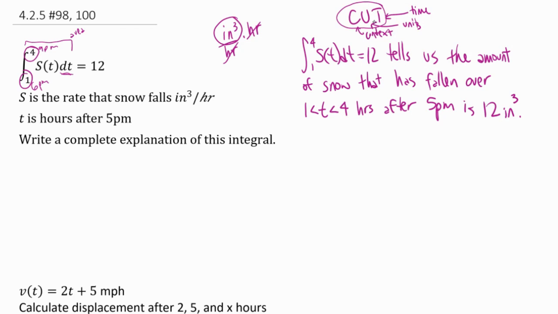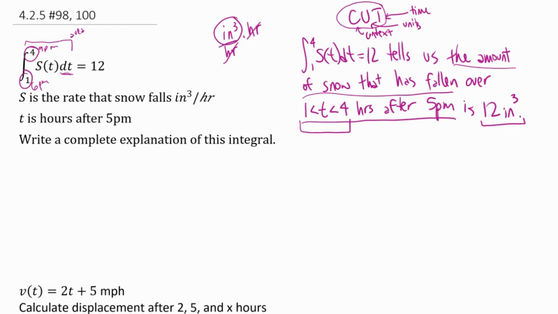Context. So I've got the amount of snow that has fallen. That's my context. I've got my time. Okay, 1 to 4 hours after 5 p.m. Notice that I used proper notation. Don't just write out 1, 2, 4. You need to use your interval notation in some way. And then I've got my units of measure here.